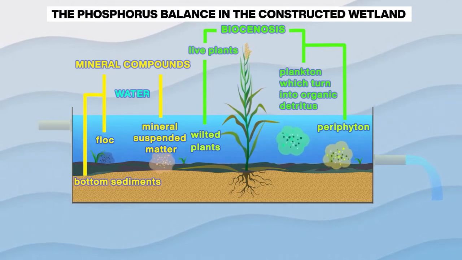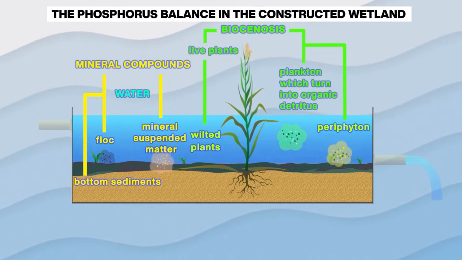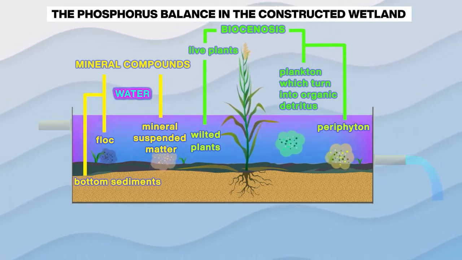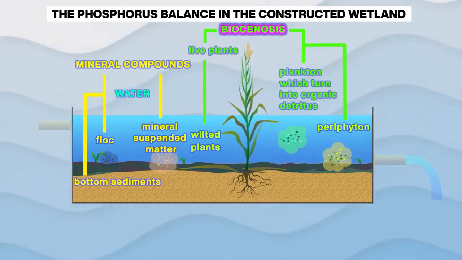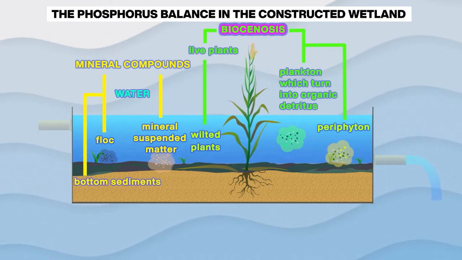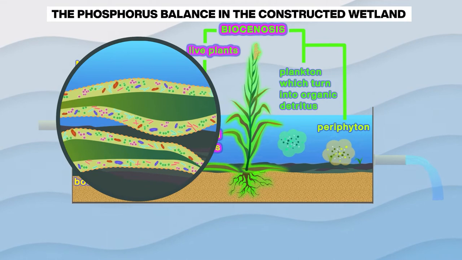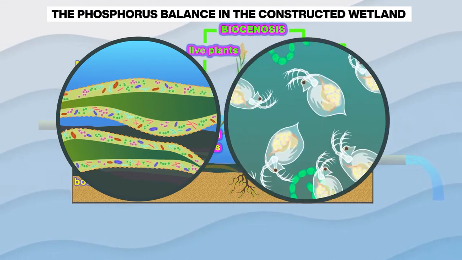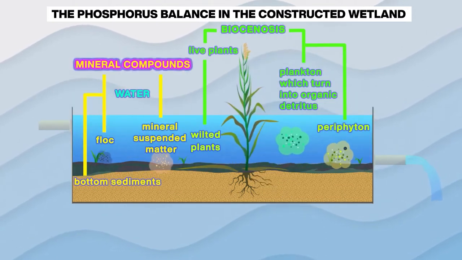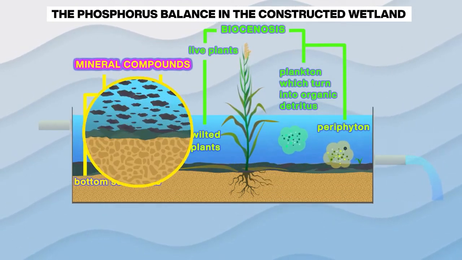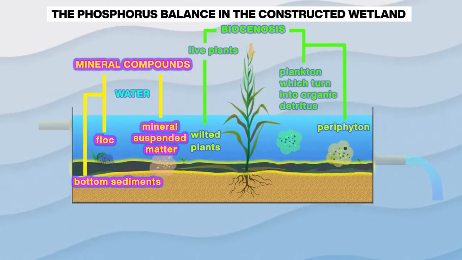So, phosphorus exists in 3 states simultaneously in any type of constructed wetland. Betsy, what are the 3 states? First, the dissolved state. Second, phosphorus is assimilated by biocenosis, that is to say, by living and wilted plants, periphyton and plankton, which turn into organic detritus. Third, phosphorus is contained in its mineral phase, namely in floccules, suspended particles, and bottom sediments.